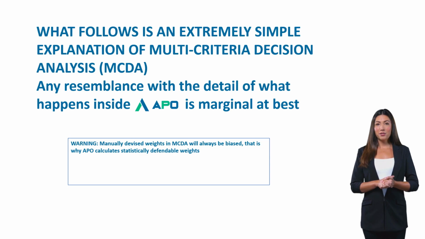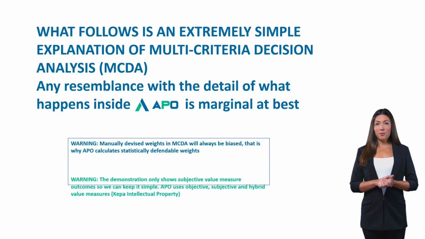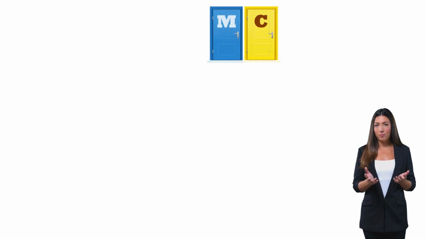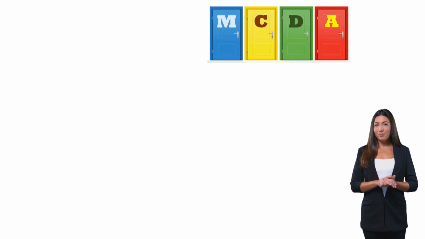Secondly, this demonstration only shows subjective value measure outcomes. So we can keep it nice and simple. 𝗪𝗻 uses objective, subjective, and hybrid value measures, which are part of 𝗪𝗲 intellectual property. 𝗪𝗻 is a sophisticated tool that uses multi-criteria decision analysis to help make decisions without emotion and without bias.